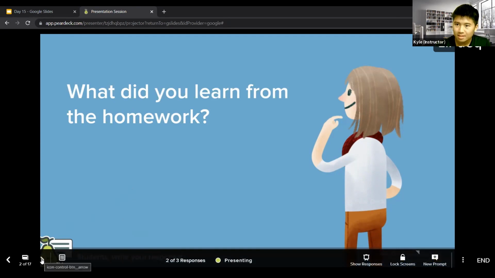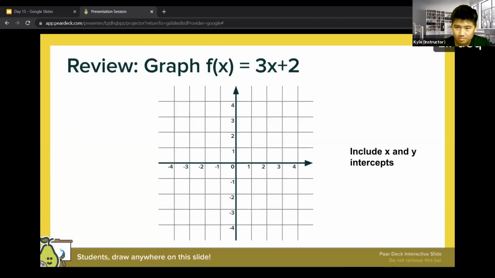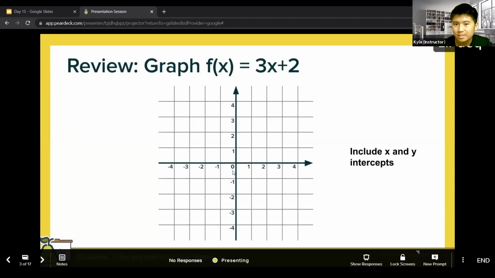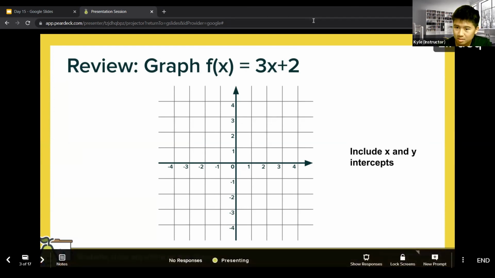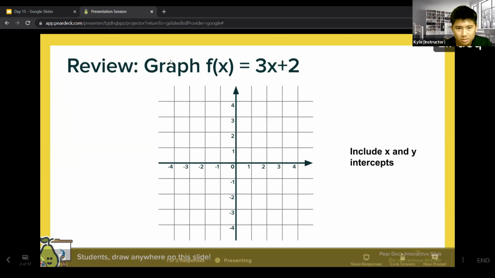Okay, so again, this last week we went over how to draw linear graphs. So let's review on how to draw them. So here's a question. It is f of x equals 3x plus 2. I want you guys to draw this and to label 2 points. Yep, and also include the x and y intercept. So those will be your 2 points.